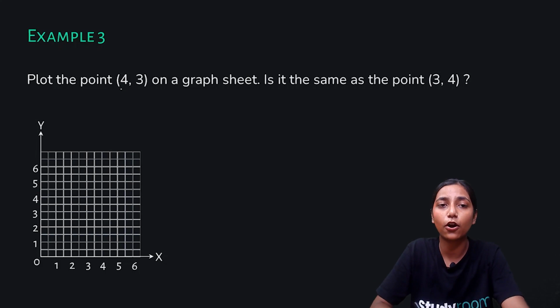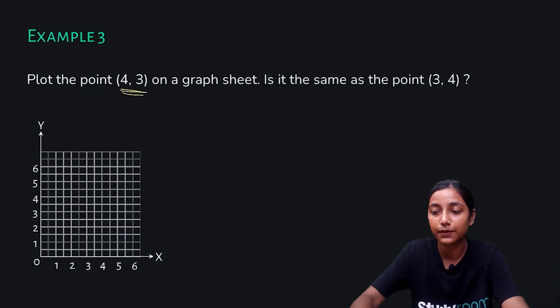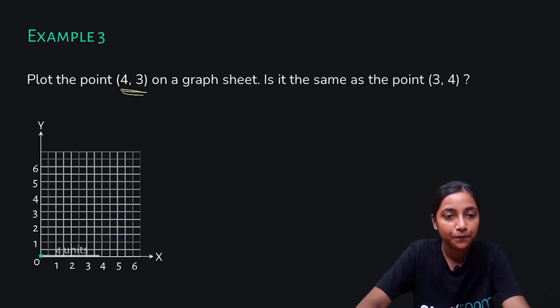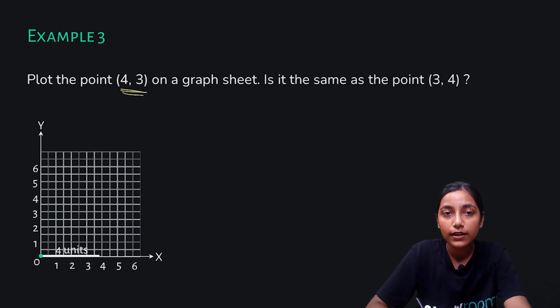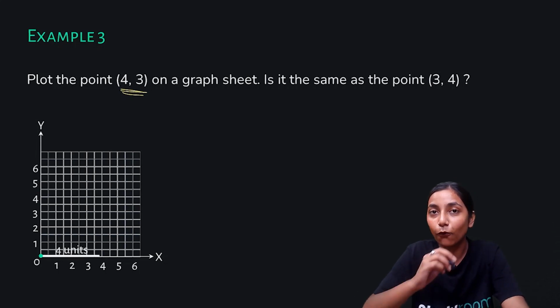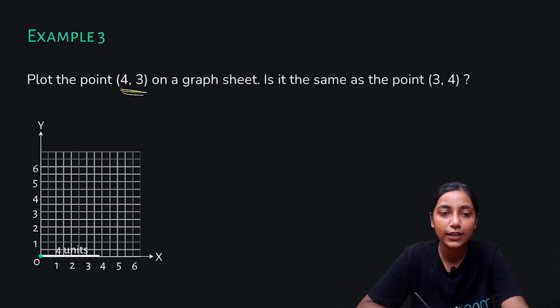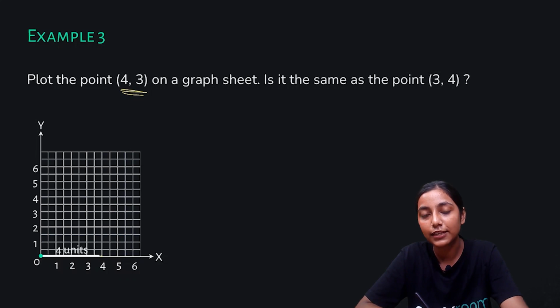So let's first plot 4, 3 on the graph sheet. This 4 tells us to move 4 units to the right of the origin. So I move from the origin 4 units to the right, and I am reaching here.